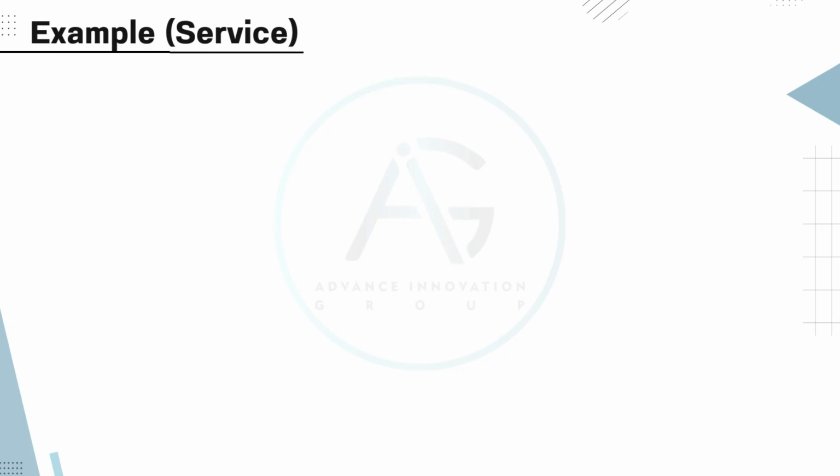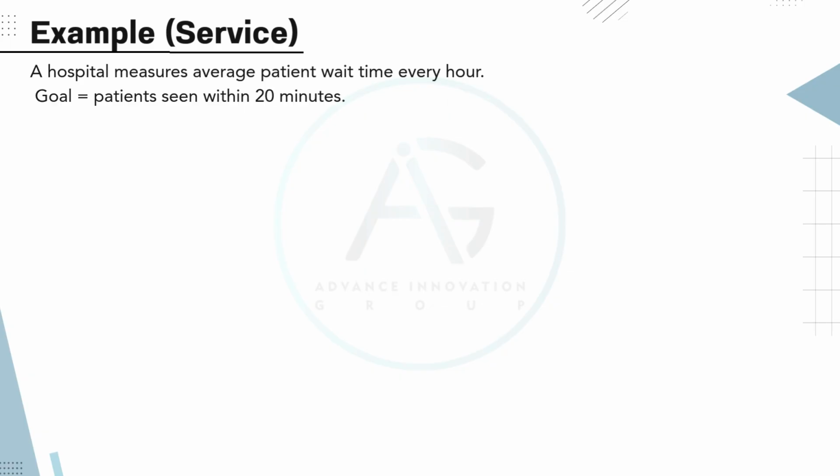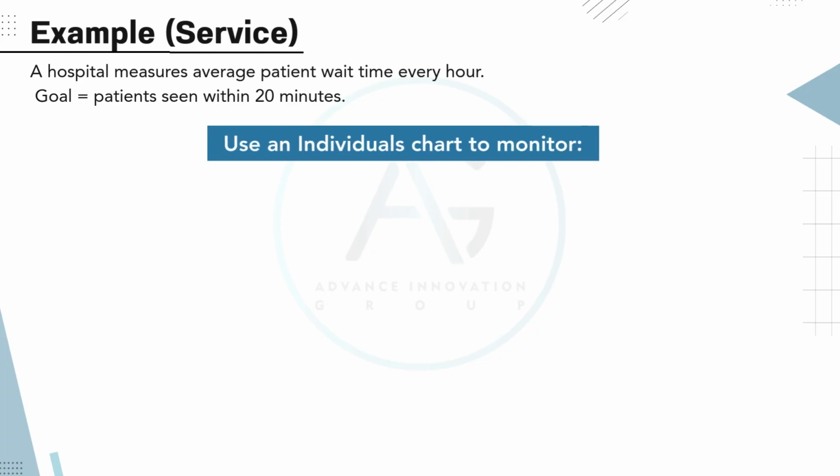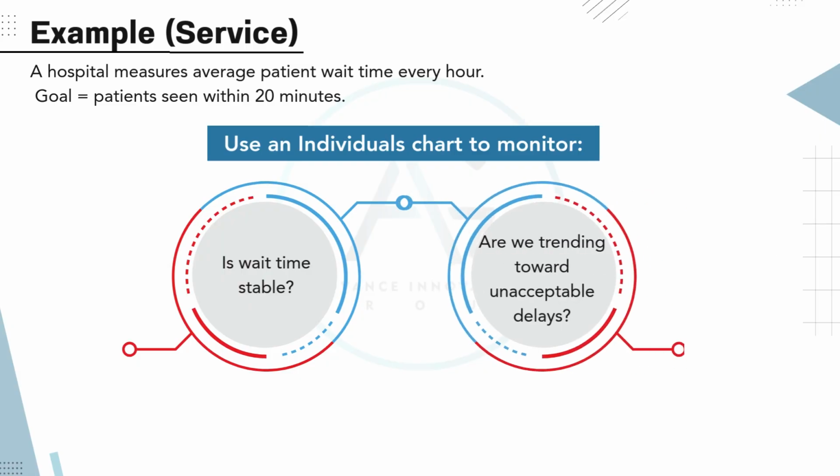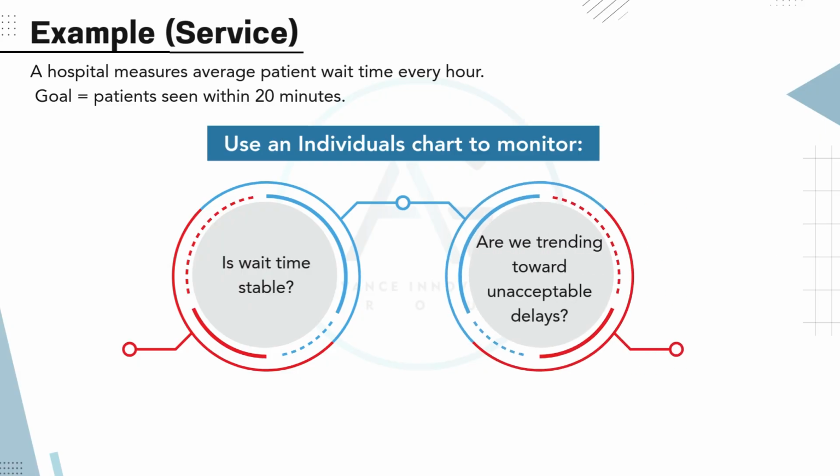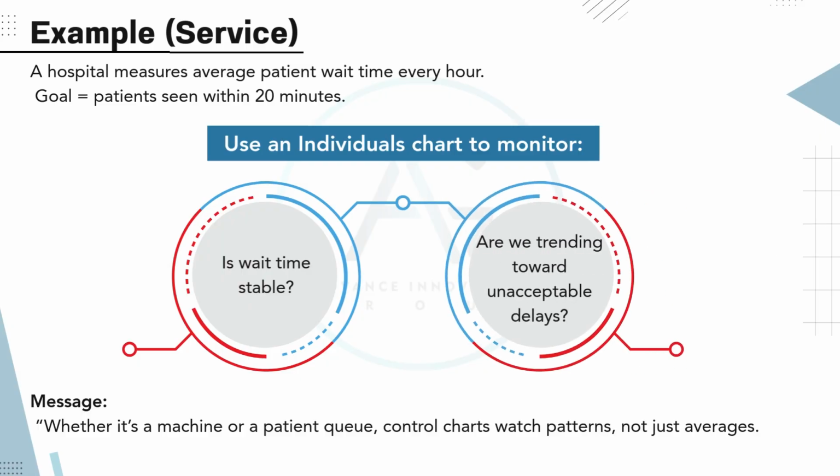Example: service. A hospital measures average patient wait time every hour. Goal equals patients seen within 20 minutes. Use an individuals chart to monitor: is wait time stable? Are we trending toward unacceptable delays? Message: whether it's a machine or a patient queue, control charts watch patterns, not just averages.